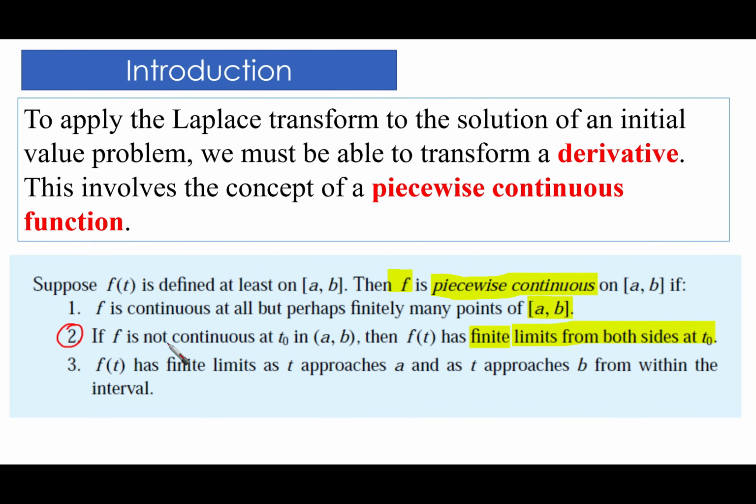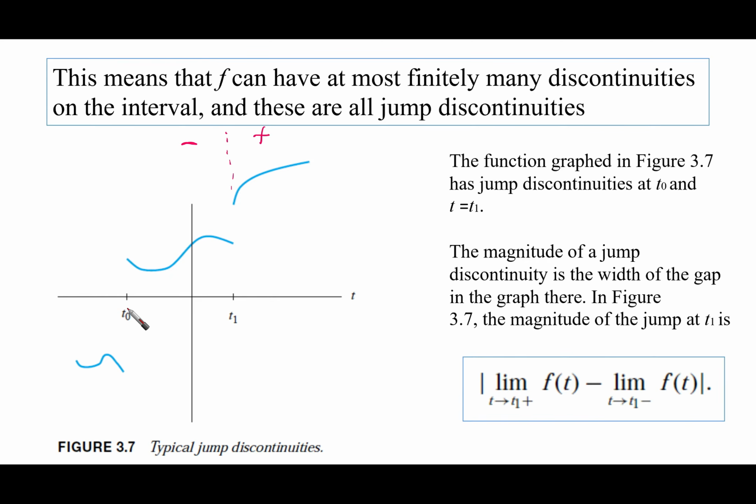If f is not continuous at t node in this interval, then f of t has finite limits from both sides at t node. Let's go and see this. This is t node, and there is a finite limit. Finite means that there is a specific value from the right, which is positive, and here from the left, which is negative. This is a finite value. We know how much this value is, and we know how much this value is.